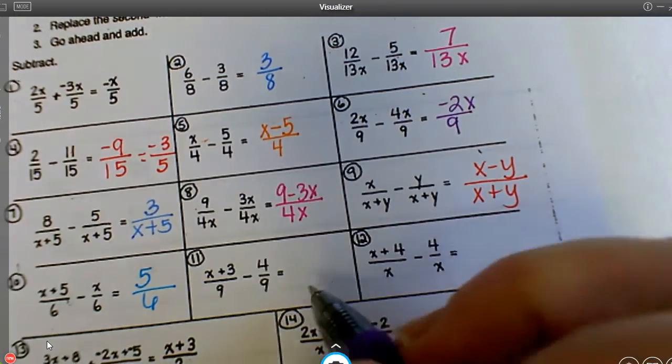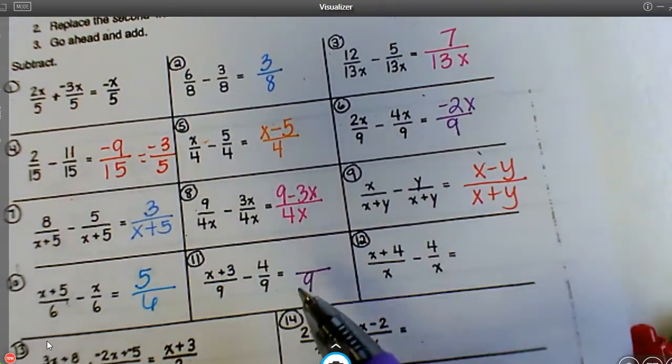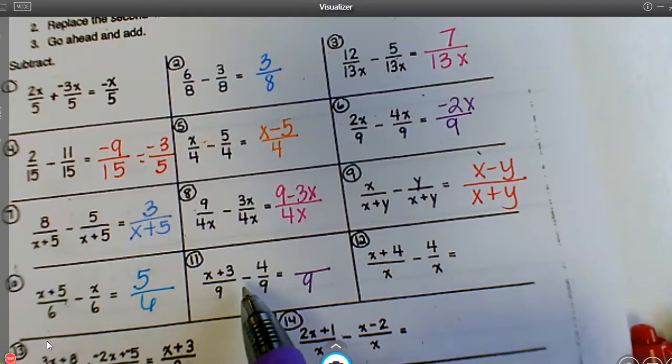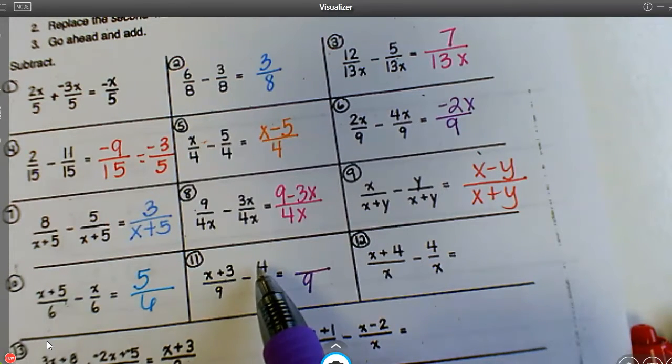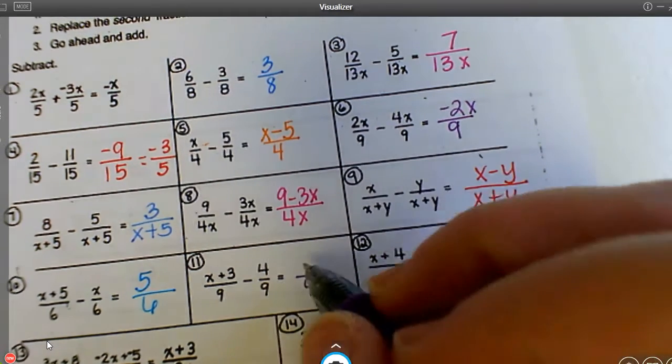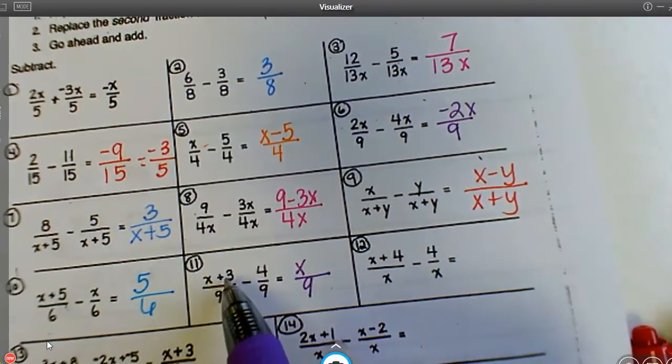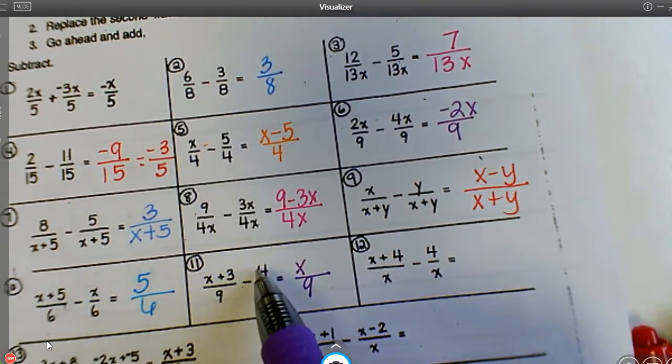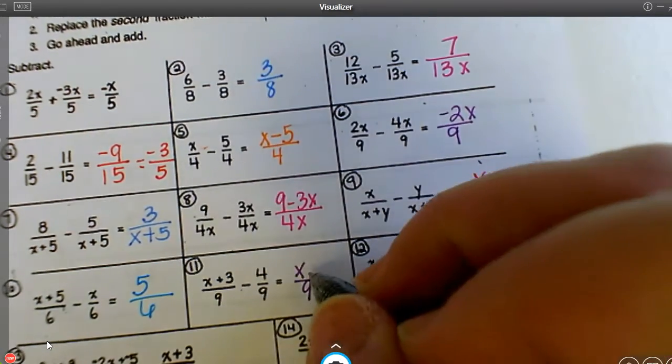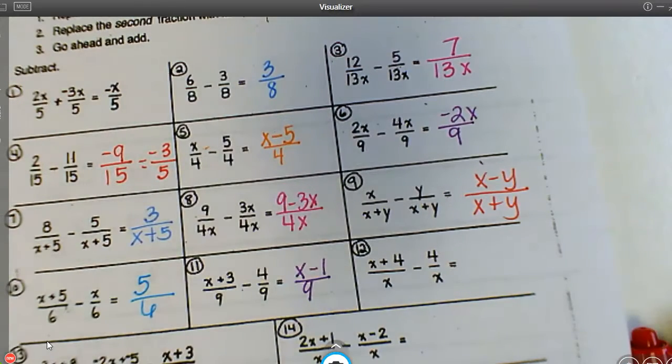On the next one, 9 is the denominator. So it says x plus 3 minus 4. So the x isn't going to combine with anything, so it's just an x, but I do need to take 3 and subtract 4, which means we'll have x minus 1 over 9.